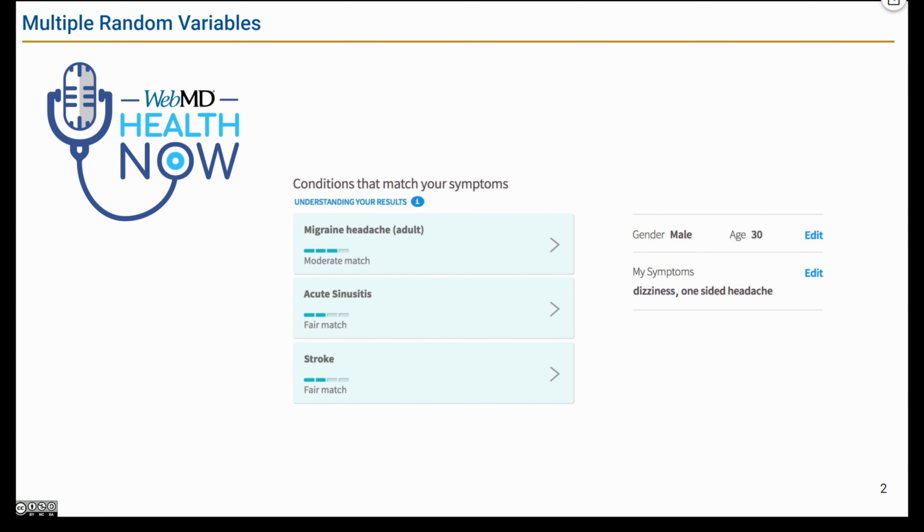But the idea behind this is I have a ton of different interacting random variables. I have random variables for all the different possible symptoms. I have random variables for all the different possible diseases. And together, this is one large joint probability model. Now, we're going to start with something not so hard as this.